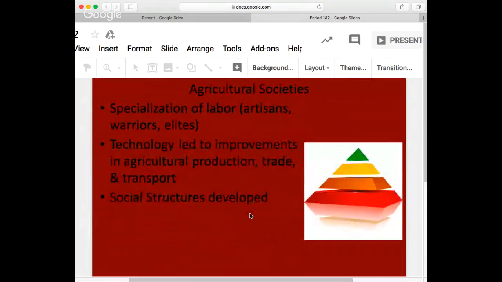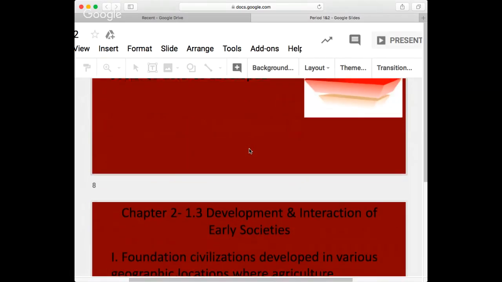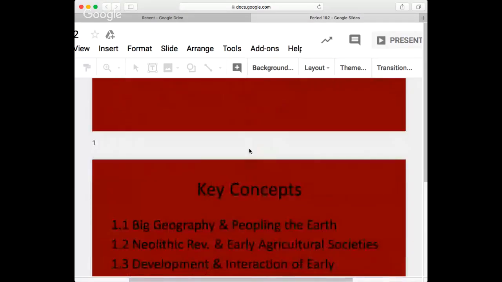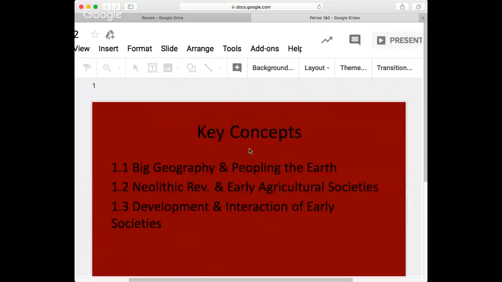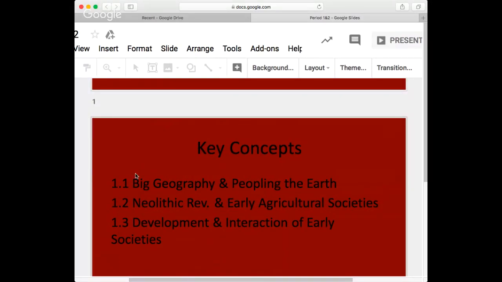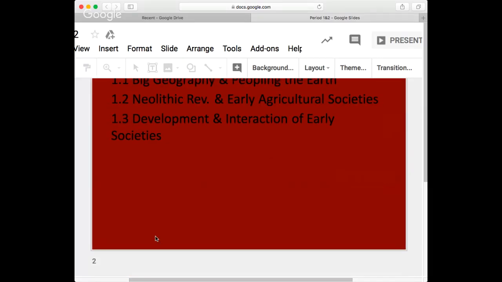I think this is our last part of 1.2. Again, you have more clear social structures that develop because of this, more trade, transportation, specialization of labor, etc. Okay, so that's 1.2. Just to go over this again, sorry if that's making you dizzy. 1.1, big geography and peopling of the earth, is the Paleolithic era. People are in Africa, they move out, they're hunting and gathering. 1.2 is the Neolithic Revolution. So you've got your very early societies. They're learning how to farm, and then you also have pastoralists. And then 1.3 goes more in depth into those early societies.